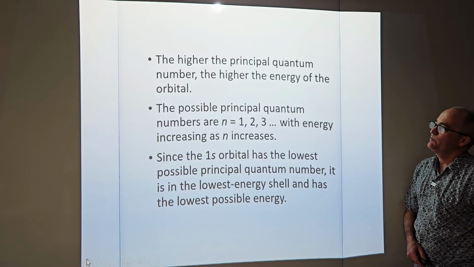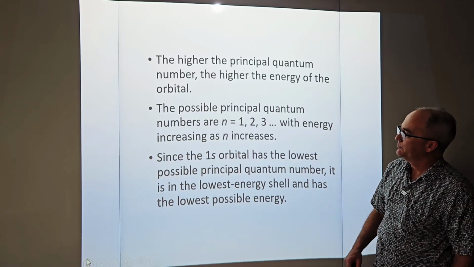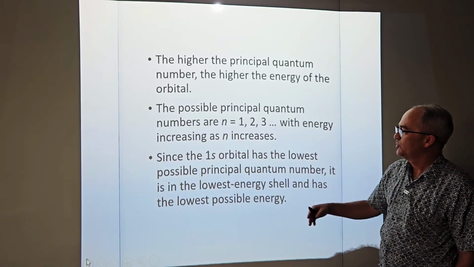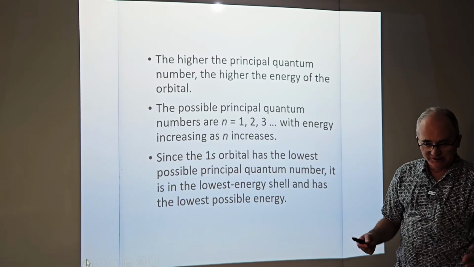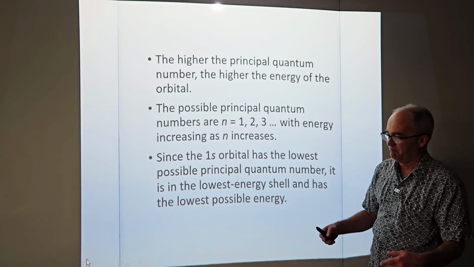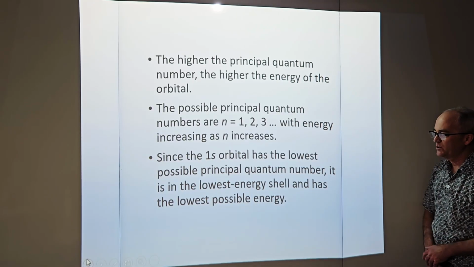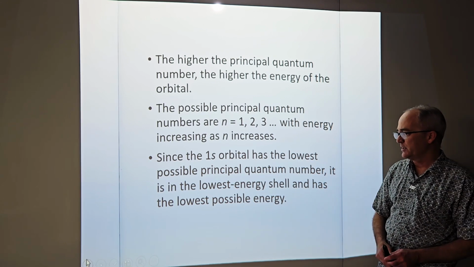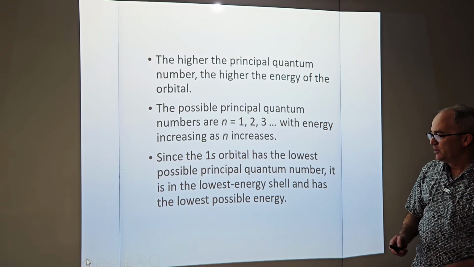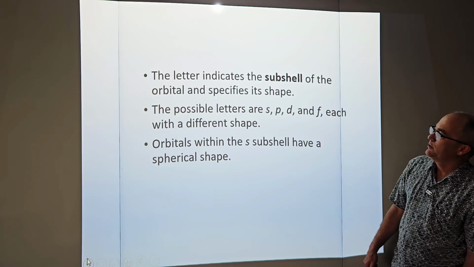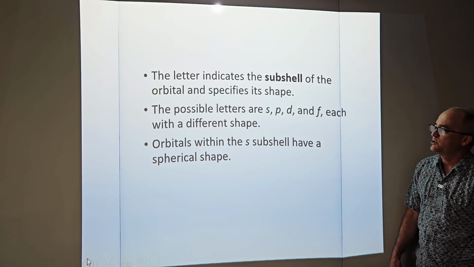The higher the principal quantum number, the higher the energy of the orbital. The possible principal quantum numbers are 1, 2, 3, 4, 5. We can go up to 7. We can imagine going higher, but that's it. Since the 1s orbital has the lowest possible principal quantum number, it is in the lowest energy shell and has the lowest possible energy. The letter indicates the subshell of the orbital and specifies its shape.